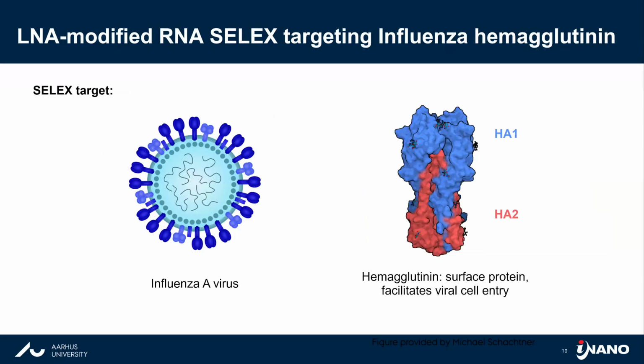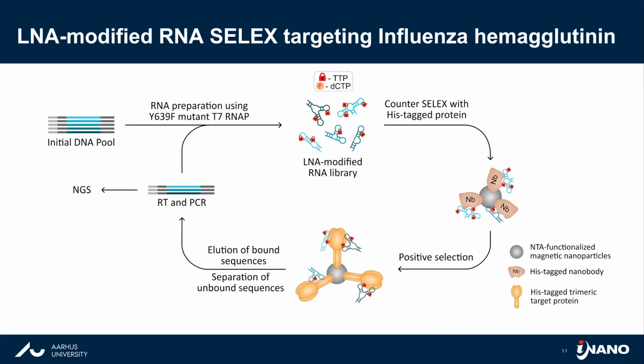And therefore I chose the target which was also used during my PhD, the influenza virus, and specifically the hemagglutinin protein. It's a surface protein which binds to your cells and is needed for viral entry. So I got a his-tagged protein and performed the selection, and here I just want to show that we did first a counter selection so that we don't get any aptamers binding to the his-tag, and then we did several rounds of selection.